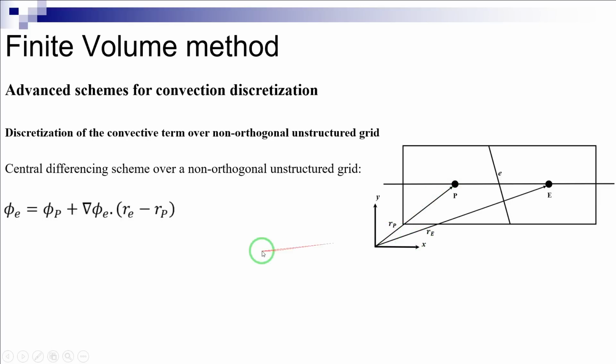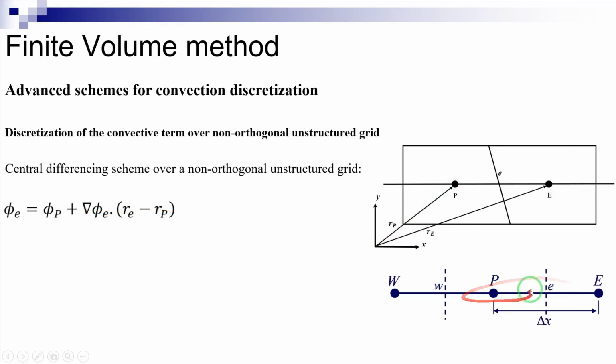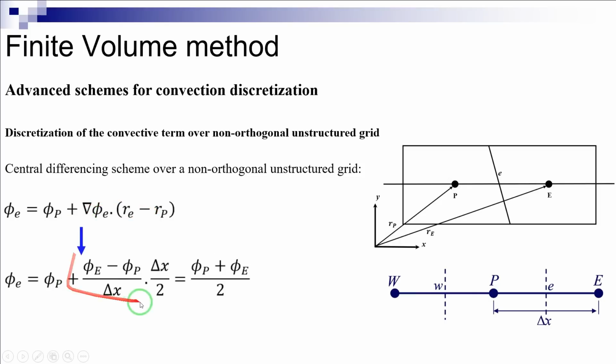To check if this equation is correct, let's assume that the grid is uniform as shown here. Thus, this equation can be simplified into this equation, which is exactly the same equation that we obtained for the estimation of the cell face value of phi in terms of nodal values at P and E using the central differencing scheme over a uniform grid. Similar formulations can be encountered, for instance, in the user guide of commercial or free CFD codes for other schemes presented earlier in terms of gradients of phi values at cell faces and nodes.